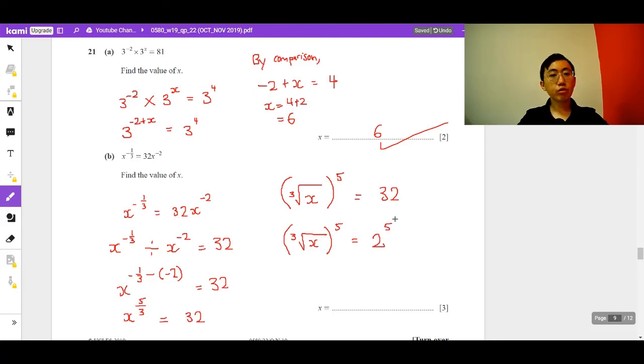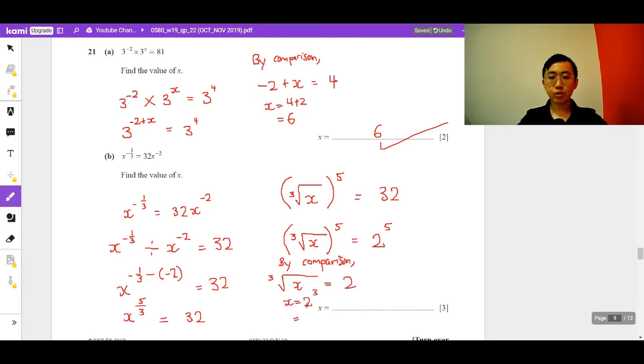Alright, so now you can go ahead and use the comparison technique. The top part is already the same. So what you've got to do is: cube root x is going to equal 2. By comparison, cube root x is going to be 2. Alright, so now teacher is going to shift the cube root towards the other side to become cube.